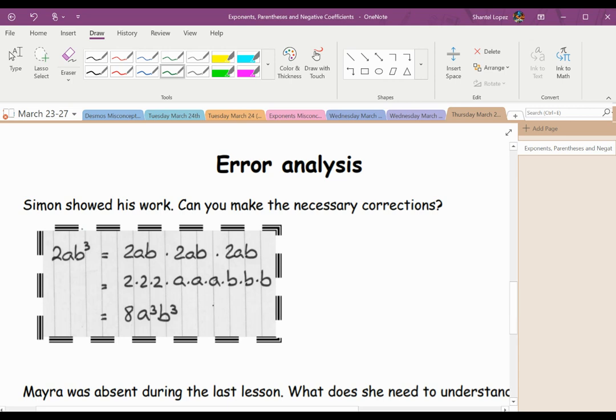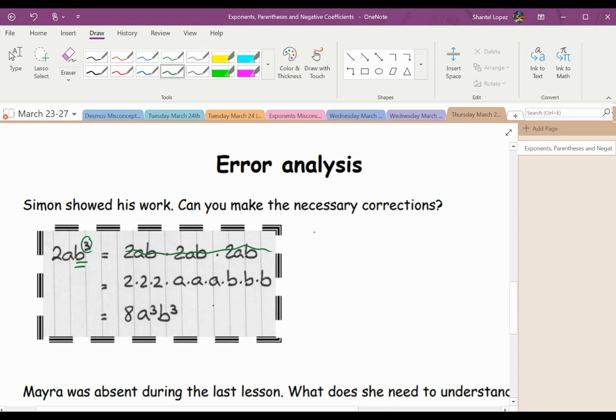So it says Simon showed his work. Can you make the necessary corrections? So his problem is 2 times a times b to the power of 3. And he wrote 2 times a times b times 2 times a times b times 2 times a times b. Okay, a lot of you guys are actually making the same mistake as Simon. You need to think about this exponent of 3. What does it apply to? It only applies to the b. So this first step that he made was incorrect.